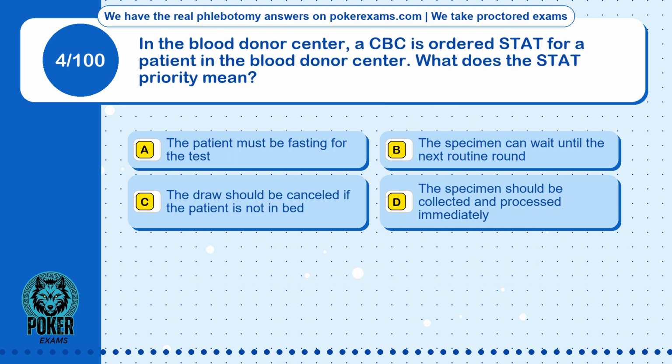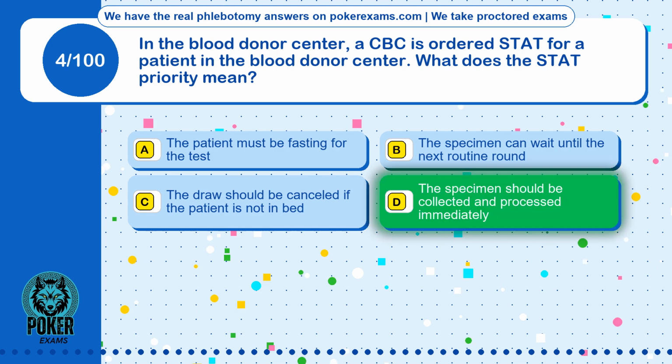Question 4. In the blood donor center, a CBC is ordered stat for a patient. What does the stat priority mean? Option A. The patient must be fasting for the test. Option B. The specimen can wait until the next routine round. Option C. The draw should be cancelled if the patient is not in bed. Option D. The specimen should be collected and processed immediately.